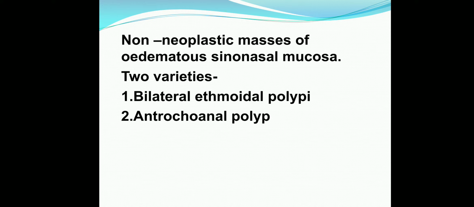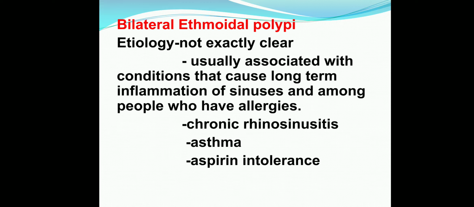Depending upon the site of origin, there are two varieties of polyp. Number one, bilateral ethmoidal polypi. Number two, antrochoanal polyp. Let us first discuss the ethmoidal polyp. So what is the etiology of ethmoidal polyp?